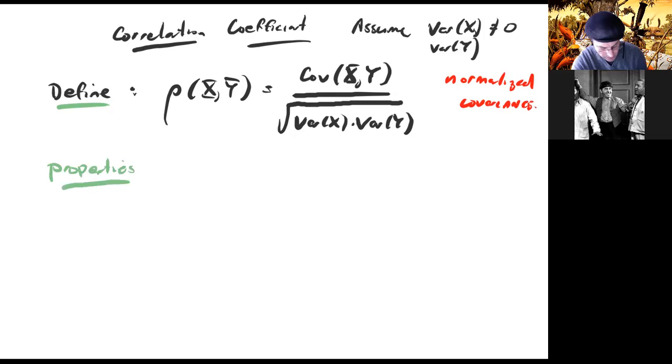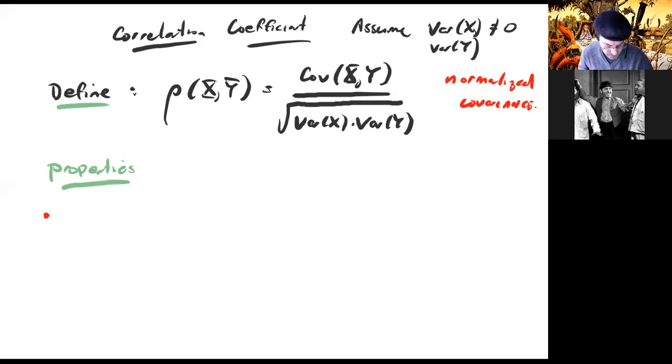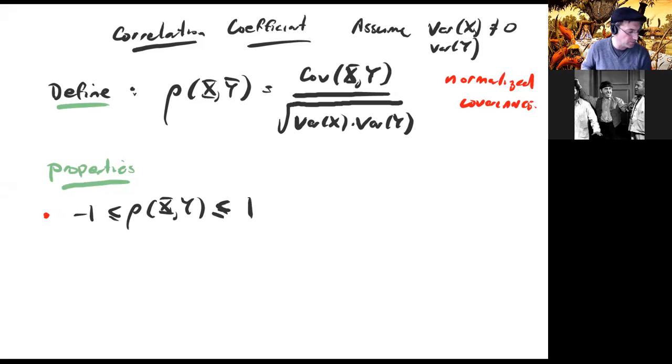Okay, so the first property, which is extremely important, is that -1 is less than or equal to the correlation coefficient, which is less than or equal to 1. So it's always a number between -1 and 1.